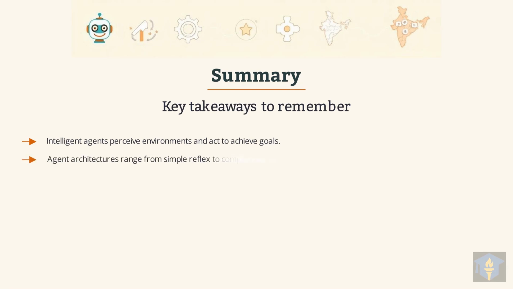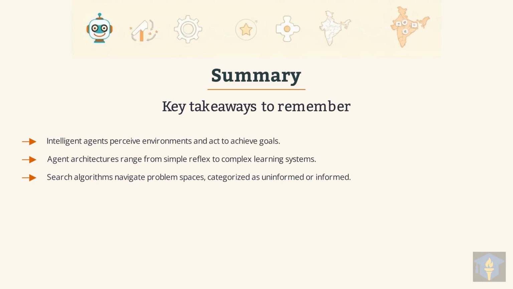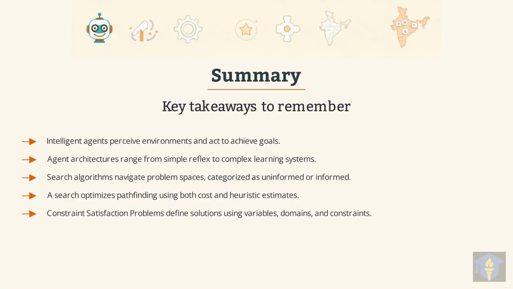We also saw that agent architectures vary widely, from basic reflex agents to highly sophisticated learning systems. Search algorithms are crucial for navigating problem spaces, and they are broadly categorized as either uninformed or informed methods. An optimal search efficiently finds the best path by considering both the actual cost and intelligent heuristic estimates. Constraint satisfaction problems define solutions by carefully considering variables, their possible domains, and the relationships between them.